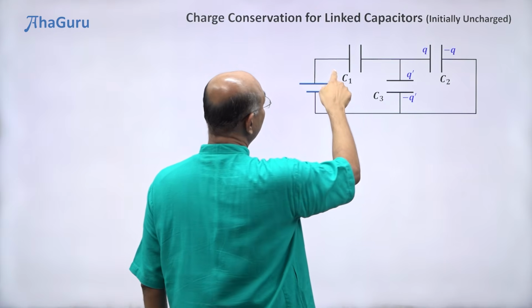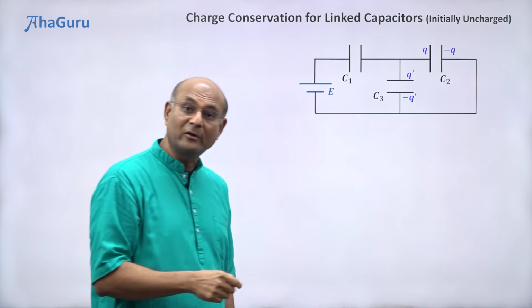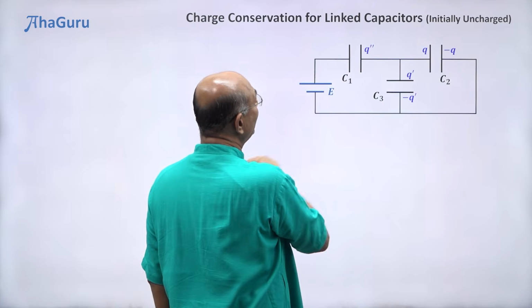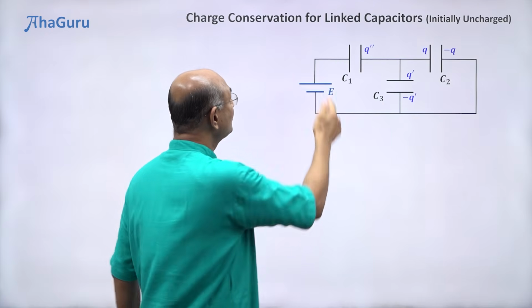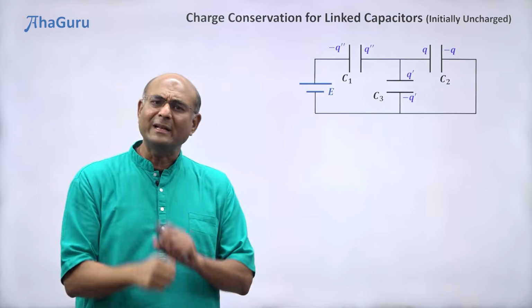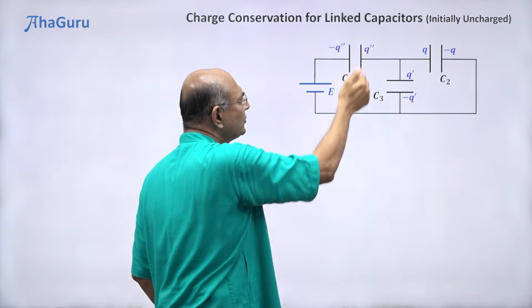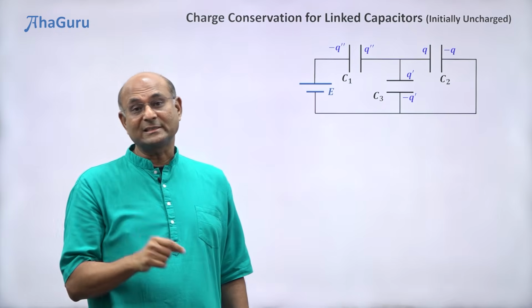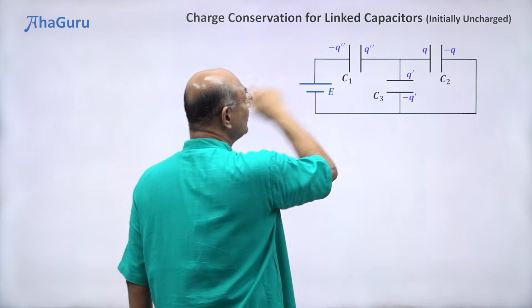Now, does it mean that for C1 also I'm going to assume? Well, I can assume if I want to. Let us say that this has a charge Q double dash and so this will have minus Q double dash. But here I have not found anything. I only assume that this has a charge Q, Q dash, Q double dash. We are now going to use charge conservation to figure out what is Q double dash.